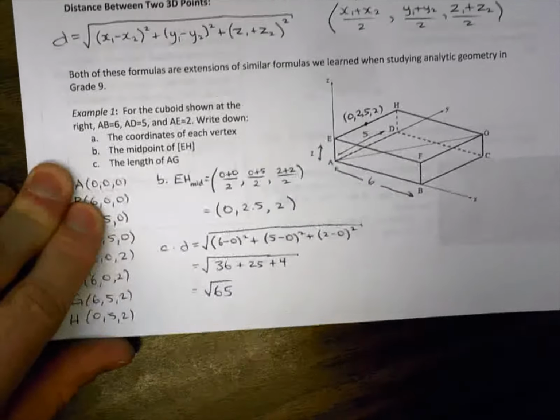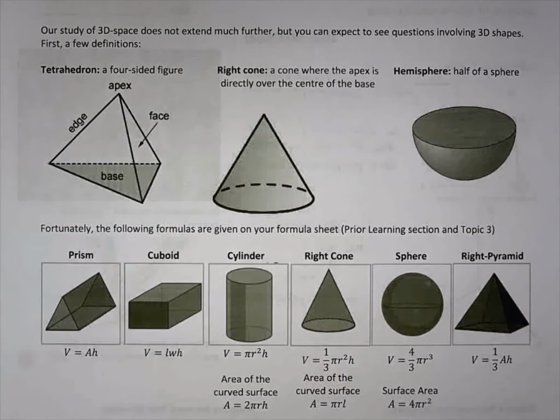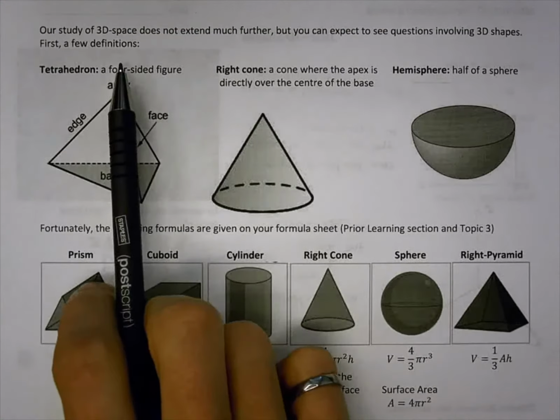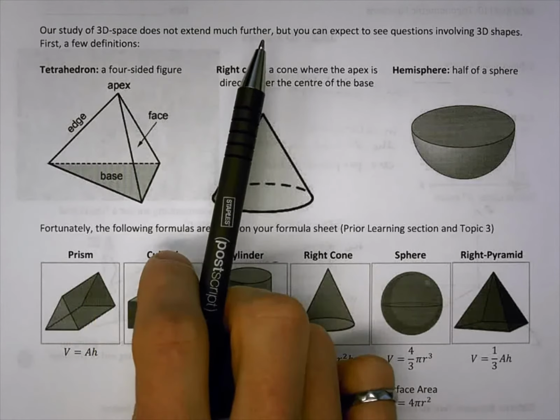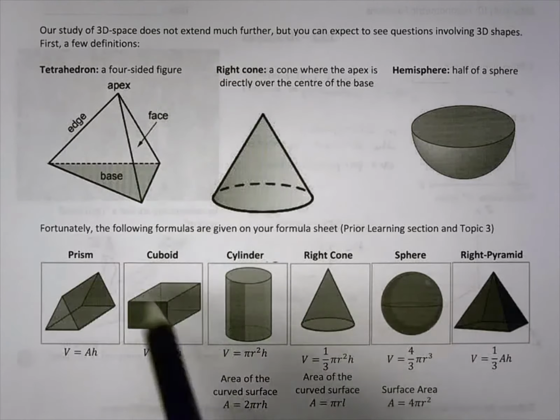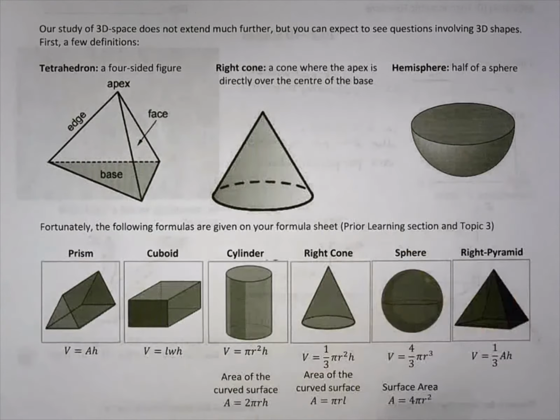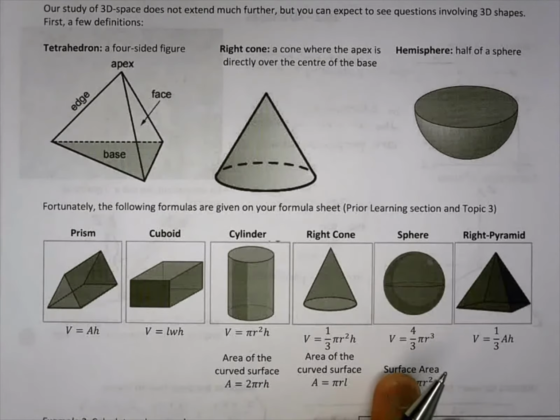So that's kind of just an introduction to 3D and vectors, which are no longer part of the IB curriculum, sadly. So our study of 3D space does not go much further than what we just looked at, but you can still expect to see questions involving 3D shapes. Now, some of this you've probably done way back in grade 9. Again, it's not the most difficult concepts, I just want to go over them really quickly.